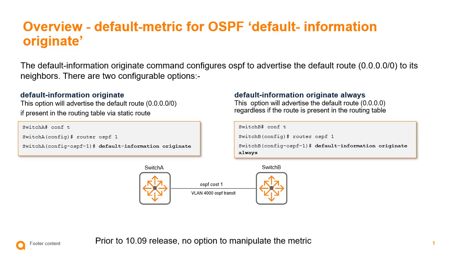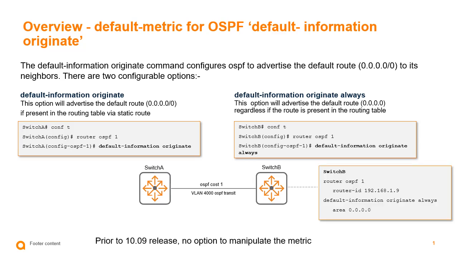There are two options. We can use the straight default information originate syntax. This will advertise the default route of 0.0.0.0 if it is present in the routing table. The other option is to use the default information originate always command, and this will advertise the default route regardless of whether it is present in the routing table or not. So we can see config examples, one on the left and one on the right. Let's see what that really looks like.